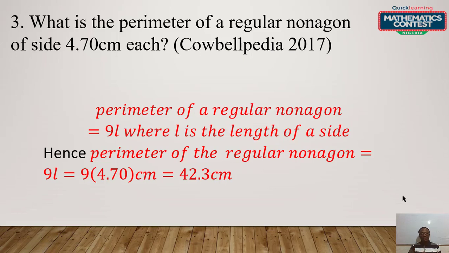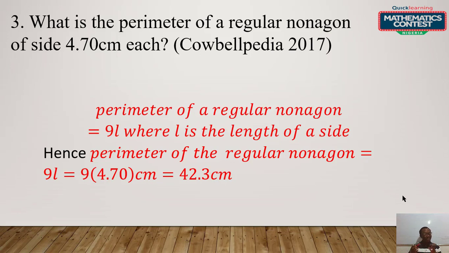Now let's refresh our memory. Starting from polygons, the first one on the list is the triangle. A triangle has 3 sides. The next one is the quadrilateral. A quadrilateral has 4 sides. Then pentagon, which is 5, hexagon is 6, heptagon is 7 sides, octagon is 8 sides, nonagon is 9 sides, and decagon is 10 sides. So that's the basics we should always remember.